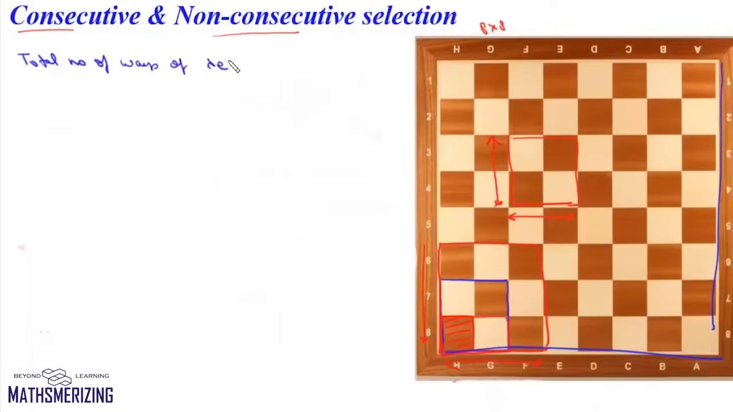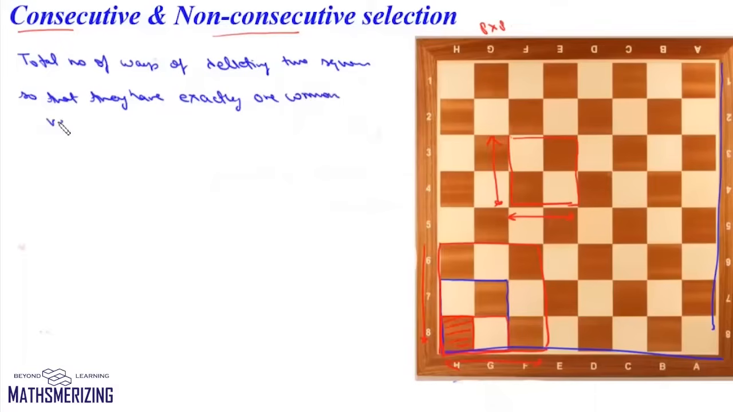Another question concerning consecutive selection on a chessboard could be total number of ways of selecting 2 squares so that they have exactly one common vertex. Now 2 squares will have exactly one common vertex when they lie on a diagonal and when they are consecutive.